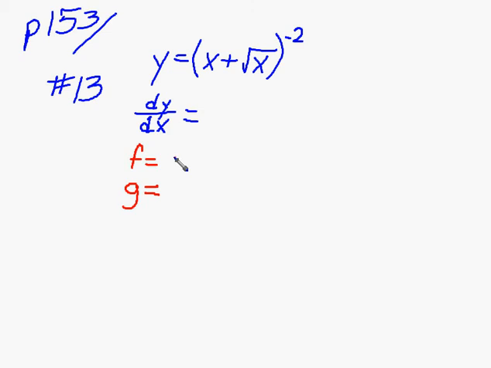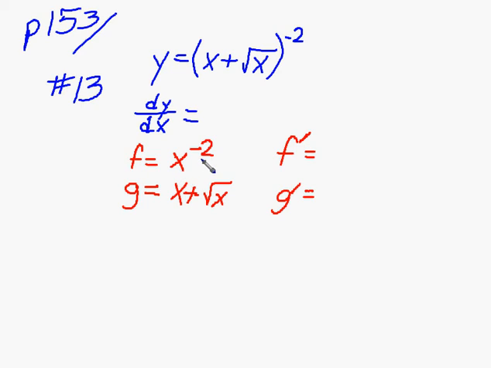So that's f. So our f function should be the fact that we're taking it to the negative 2 power, x to the negative 2. The g function should be what's inside that. Inside the parentheses of our x to the negative 2 is x plus square root of x. So there we go, x plus the square root of x. All right, so f prime and g prime.